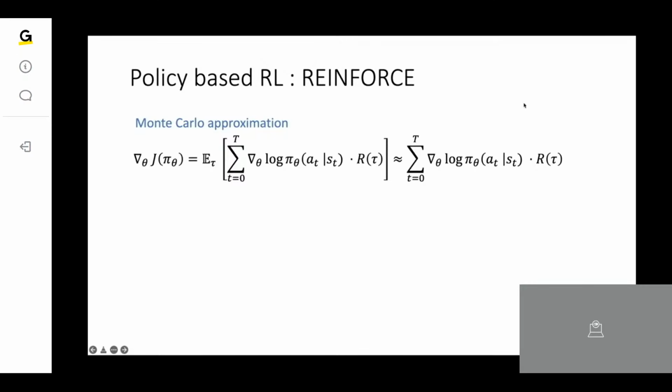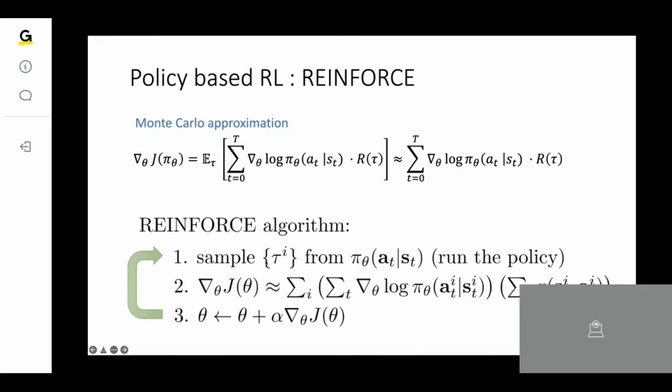And this will be an unbiased estimate for the gradient term. So this gives us a very simple algorithm for policy-based RL, which is known as reinforce. The key idea is you generate these episodes, you run the policy and generate an episode, which basically means a sequence of action and reward pairs. And then you use that to calculate the gradient. So you basically make use of this term, this approximation to calculate the gradient.